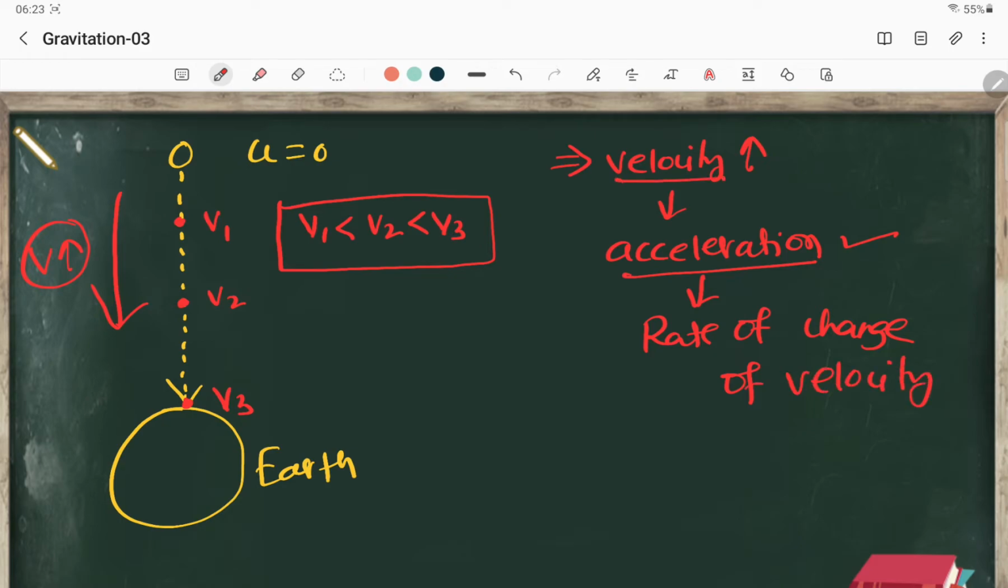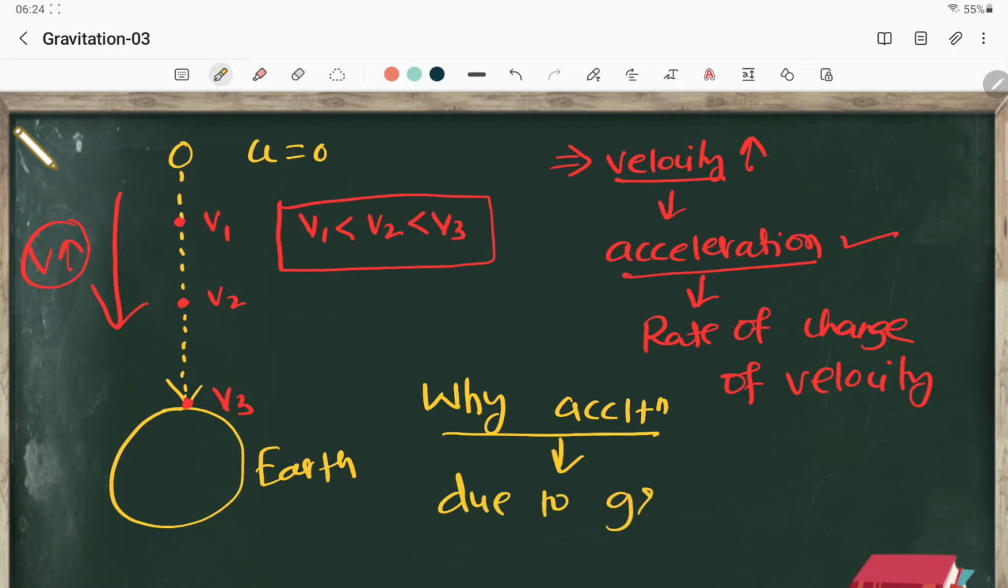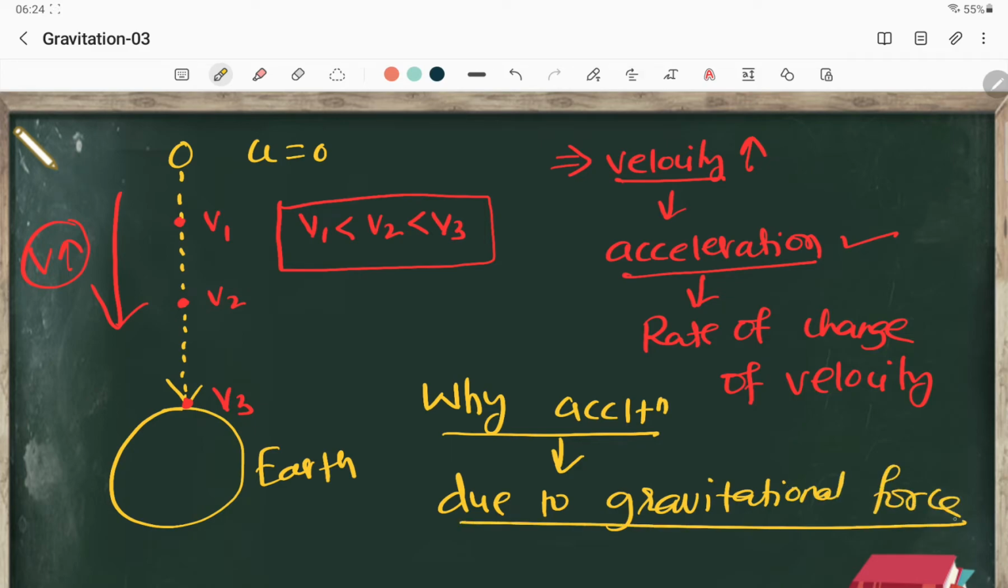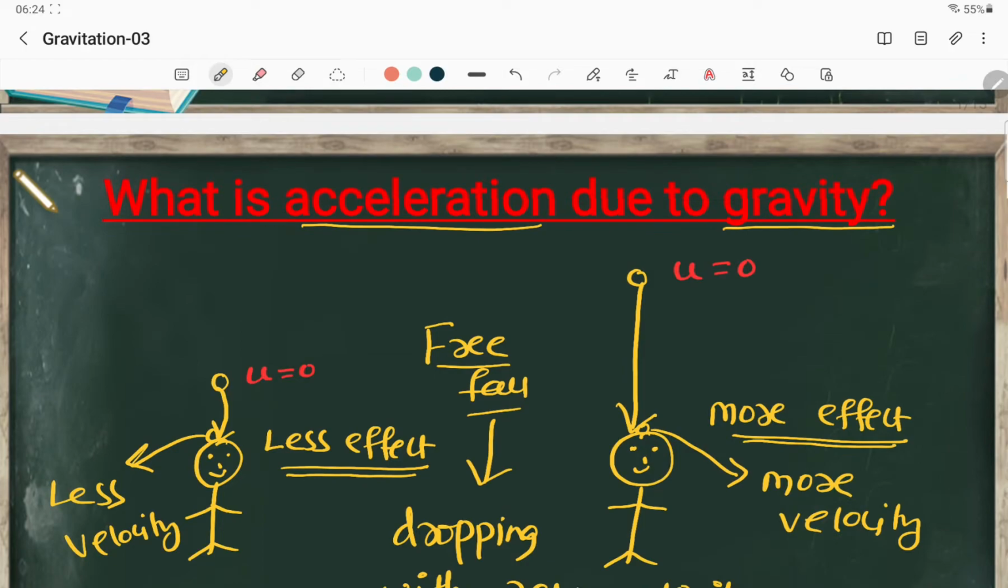Now for a freely falling body, the velocity is increasing, which means there is an acceleration. Why is that acceleration coming? Tell me. The acceleration is coming due to gravity, due to gravitational force, hence the name acceleration due to gravity. I hope the concept is quite clear now, what I am trying to say.